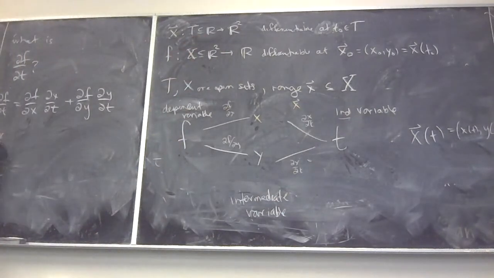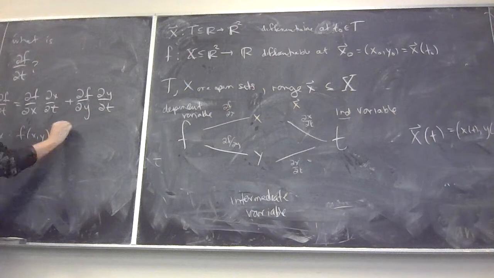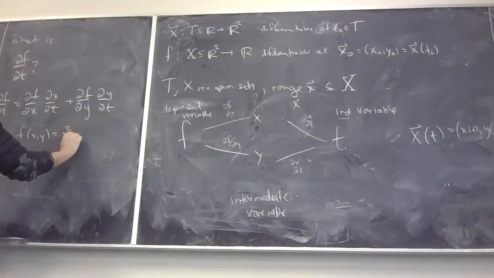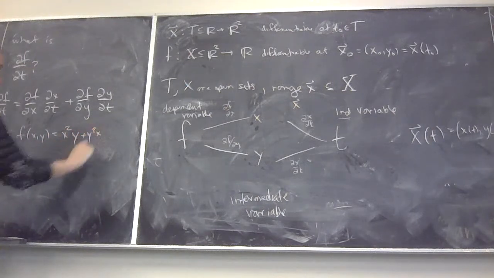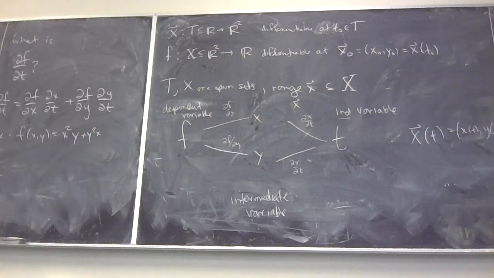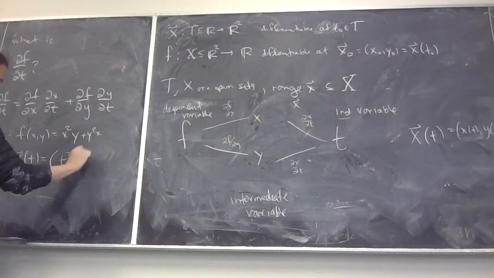So before we do that, let's take an example. Let's suppose that f of x and y is equal to x squared y plus y squared x. And let's suppose that x of t is equal to t squared cubed.